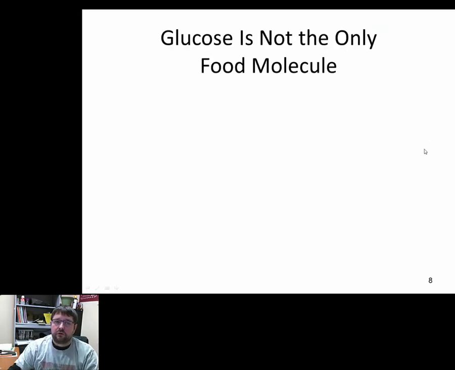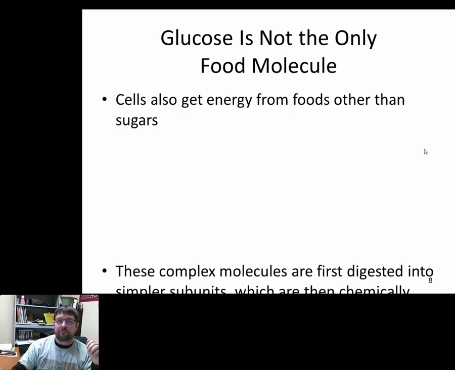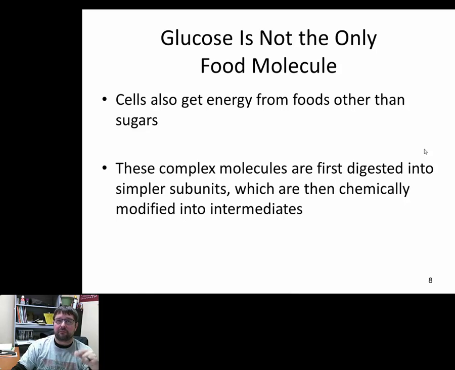All right, so remember what I said before, that we're not just talking about glucose, okay? We're not just talking about carbohydrates. We're talking about the 4 biomolecules: proteins, lipids, nucleic acids, and carbohydrates. Those are your main 4 food resources. And so how do we get energy from all of them? Well, it depends on the molecule, and it depends on what subunit you break that molecule down. So again, most of us are not consuming glucose directly.